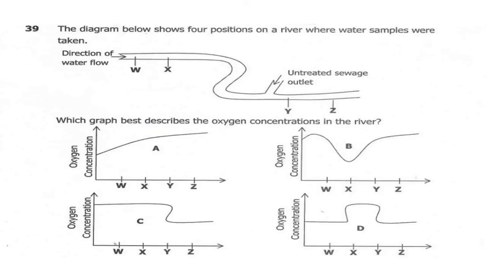Question 39. The diagram below shows 4 positions on a river where water samples were taken. Which graph best describes the oxygen concentration in the river at points W, X, Y, and Z? The diagram shows the direction of water flow, then the untreated sewage outlet. So what's the correct answer? Is it A, B, C, or D?